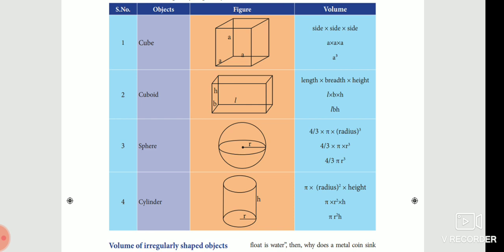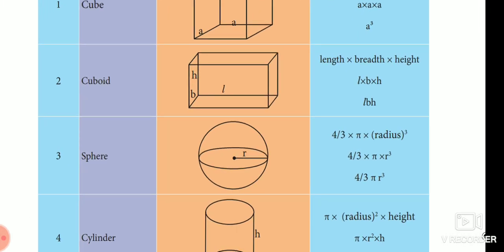Now cube: side into side into side, a into a into a, is equal to a cube. Next cuboid, look at the figure of the cuboid. Its volume is length into breadth into height. Length first letter L, breadth first letter B, height first letter H. So L into B into H, LBH.